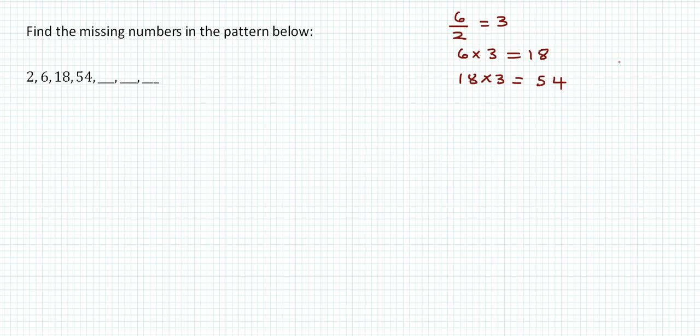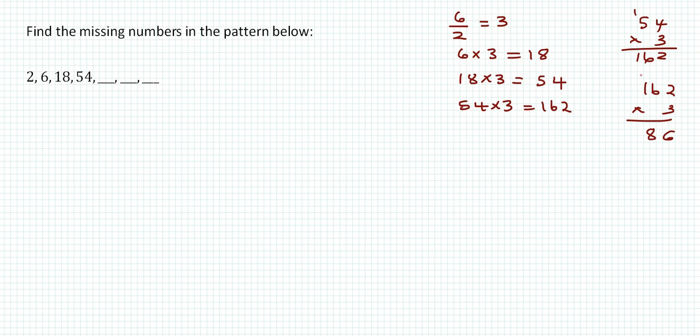Now we're going to multiply 54 by 3. So let's do this. 54 multiplied by 3. It's going to give us 162. 6 times 3, 18. We have 1 multiplied by 3, 3 plus 1, 4. So 162 multiplied by 3 is going to give us 486.